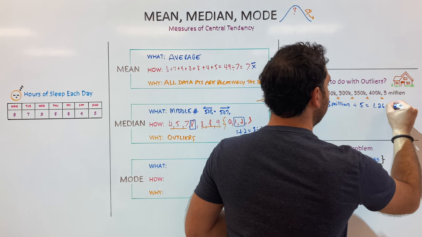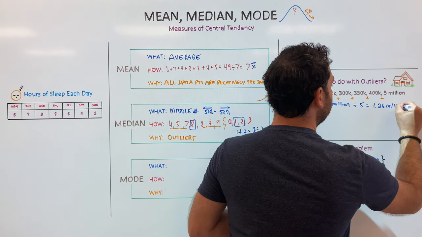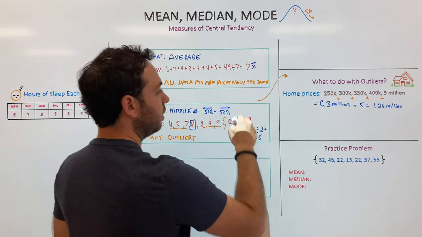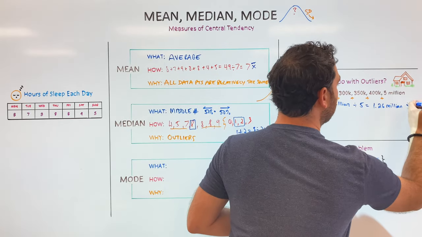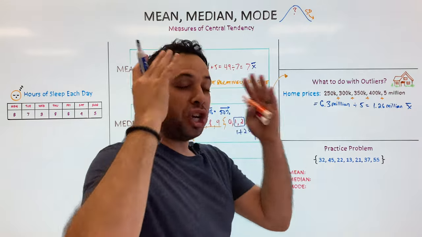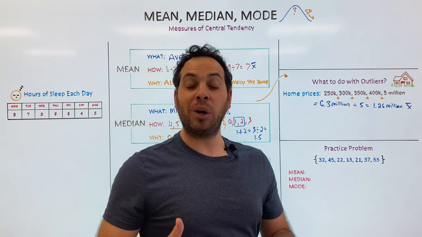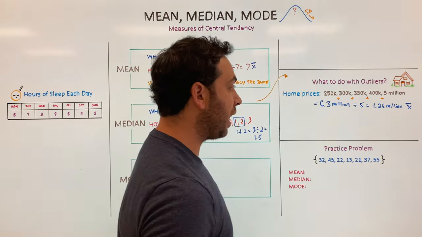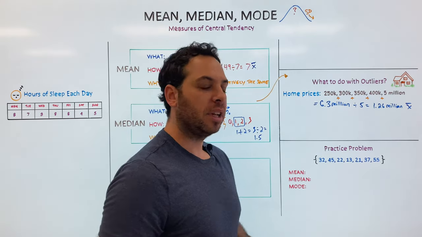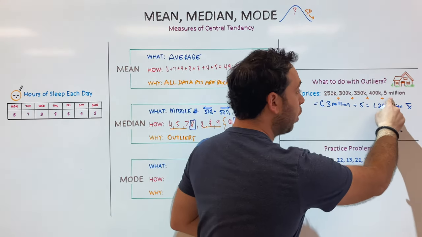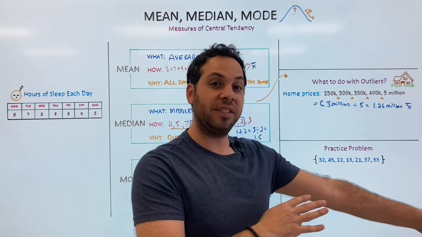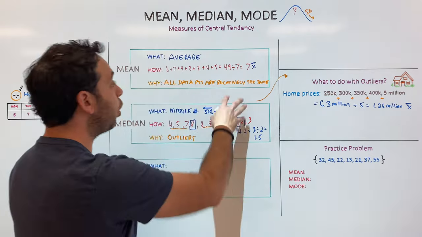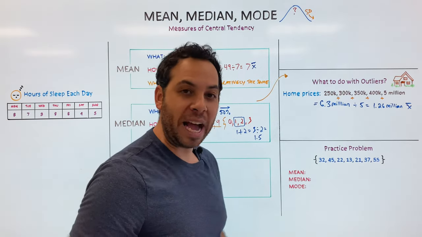$1.26 million becomes our mean. And you remember our symbol right here? This becomes our mean, okay? And you're thinking, there's no way I can afford a house in this area because the average cost is $1.26 million. What happened? We have one data point that is so far away, that's our outlier, that it skews the data. And that's why we don't use the mean when we have an outlier.